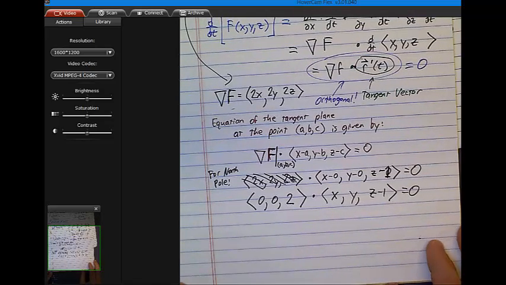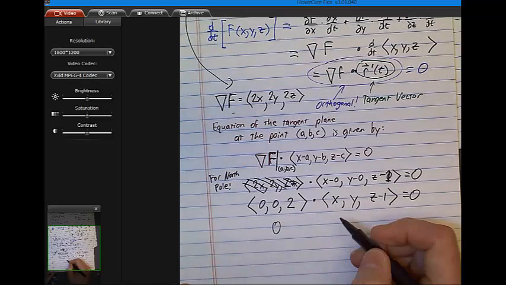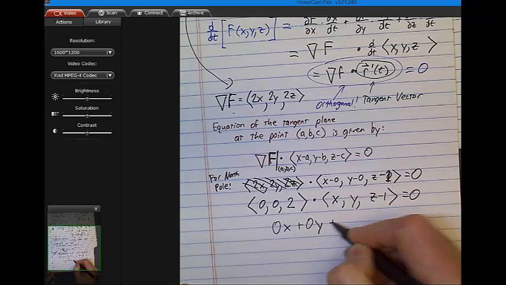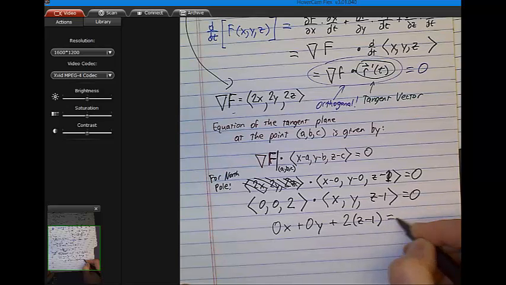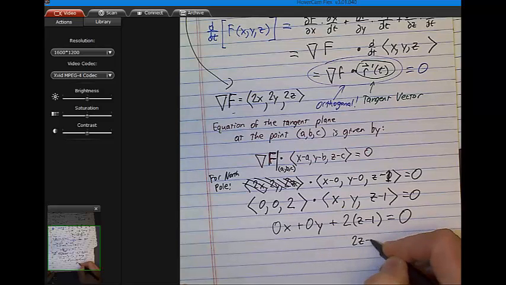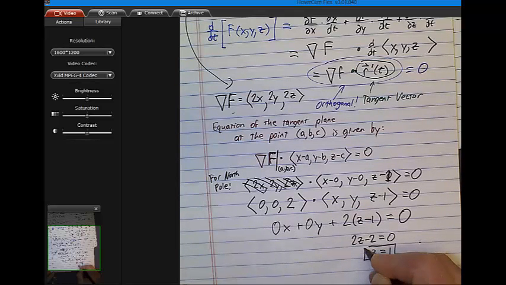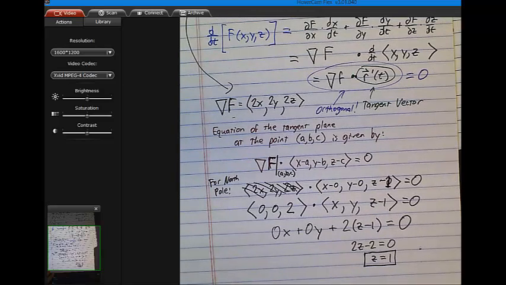So now when I dot these, I guess this is a very basic example. We get 0x plus 0y plus 2 times z minus 1 is equal to 0, right? So you just get that 2z minus 2 is 0. So again, simplified equation would be z equals 1. Which way is easier?